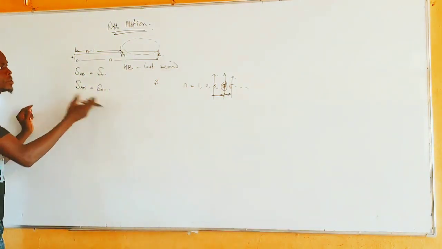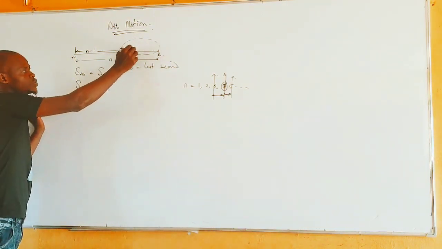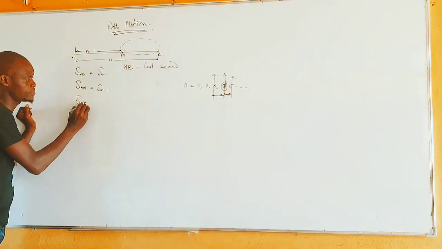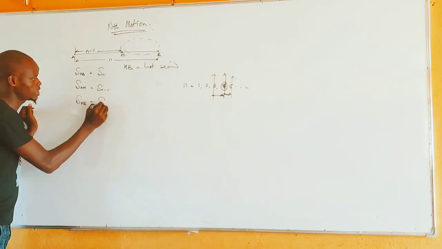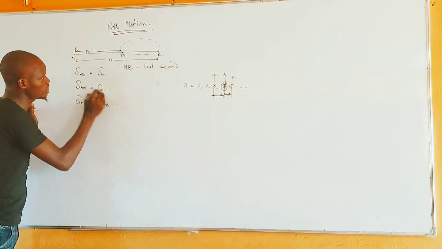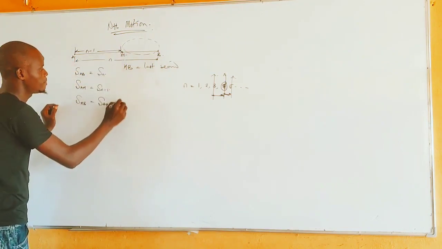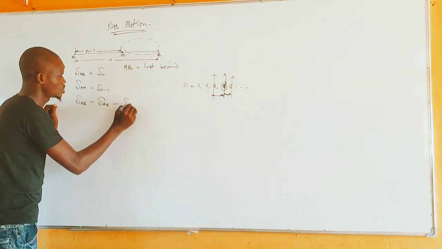Now, from here, we want to find the distance covered between M and B. The distance the body covers from point M to B will be equal to the distance the body covers from point A to B, where the time taken is n, minus the distance the body covers from point A to M.